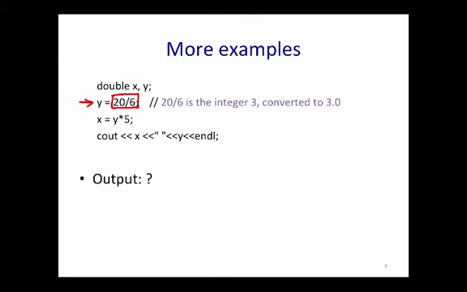So the operands to the division are both integers, so it does integer arithmetic, yielding the integer 3, which then gets converted to 3.0. So after this step, we have y is equal to 3.0. So 3.0 gets substituted in for the next statement. 3.0 times 5 is 15.0, and then 3.0 will get printed for y.